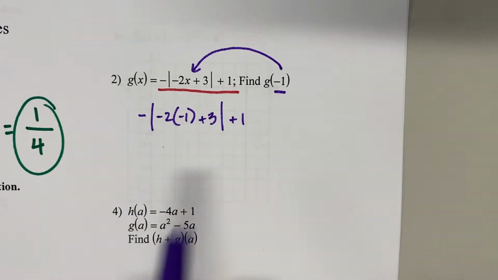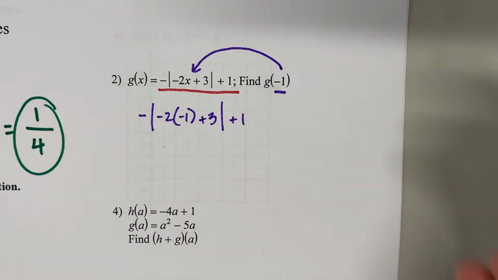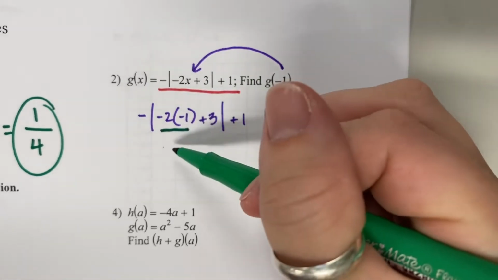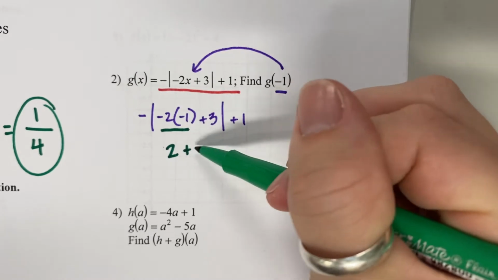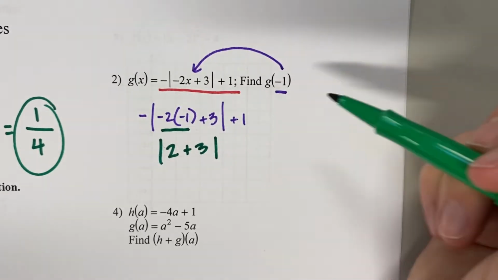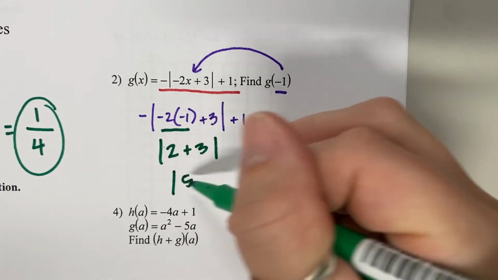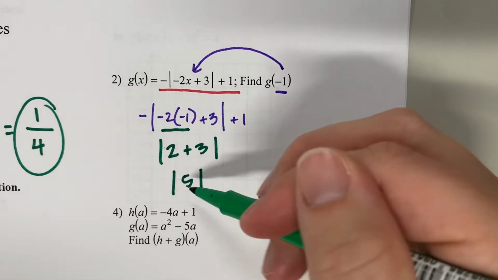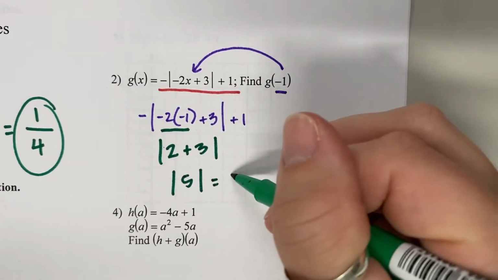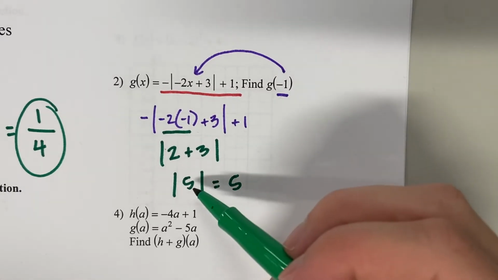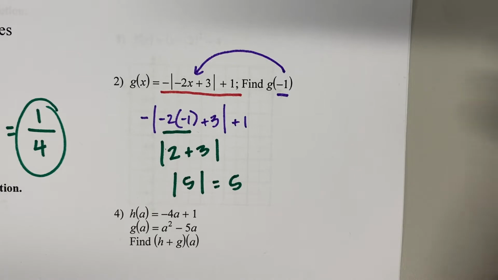Well, we treat absolute values like parentheses where we have to solve what's inside first. So -2 times -1 is +2. This is the absolute value of 2 plus 3, which is 5. Well, the absolute value of 5 is just +5. Remember, whatever is inside just becomes positive, so it's already positive, so it stays +5.